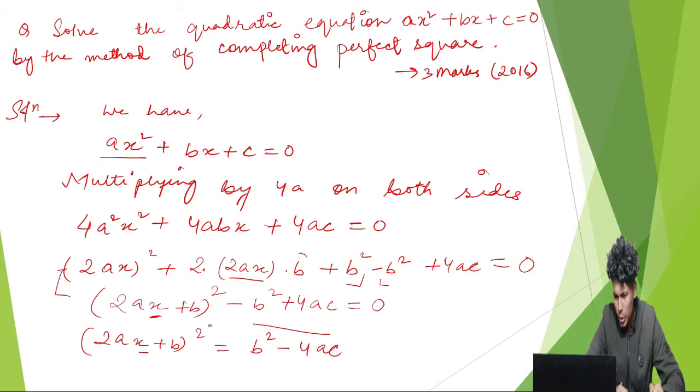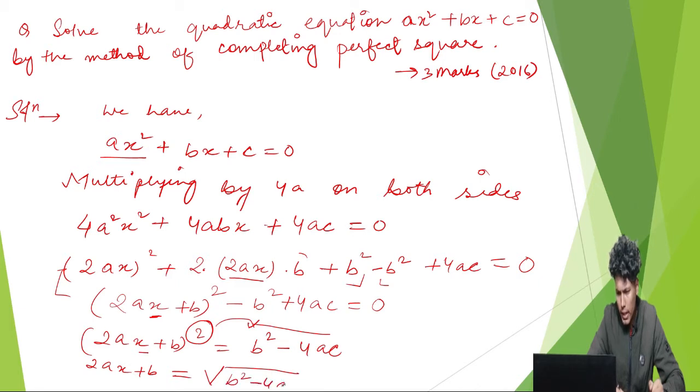So you take this a square and transfer it to this side. So 2ax plus b will be equal to root over b square minus 4ac, and this root over will be plus or minus. Clear? So now we need to find the value of x. How are we going to find the value of x?